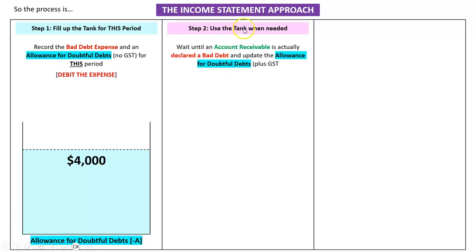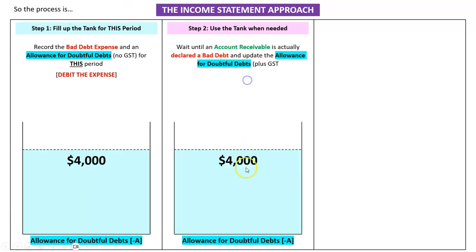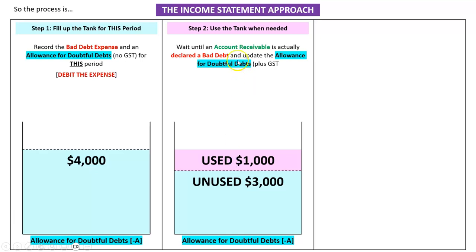Step 2, we use the tank when needed. We wait until a specific account receivable, we know their name, is declared a bad debt. They're bankrupt or in liquidation or they've gone missing and we can't find them. And what we do is we take out the amount that we've used. So we have a $4,000 allowance and if we find out an account receivable that owes us $1,000 plus GST is bankrupt, we take out what we need and now it's used. So that leaves $3,000 in the tank.